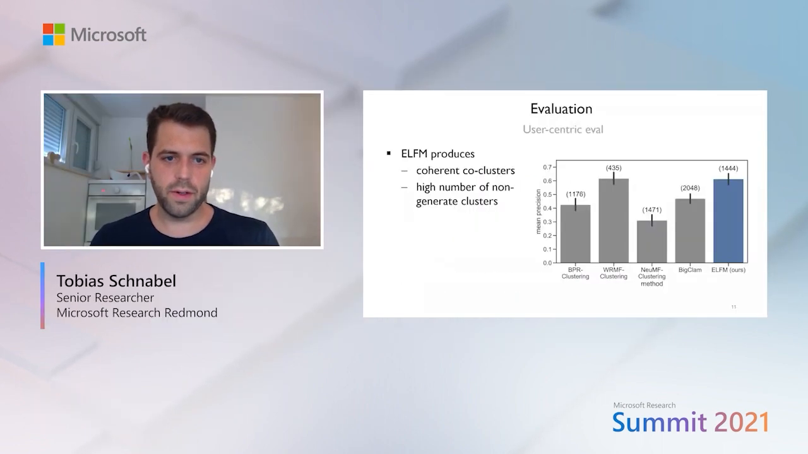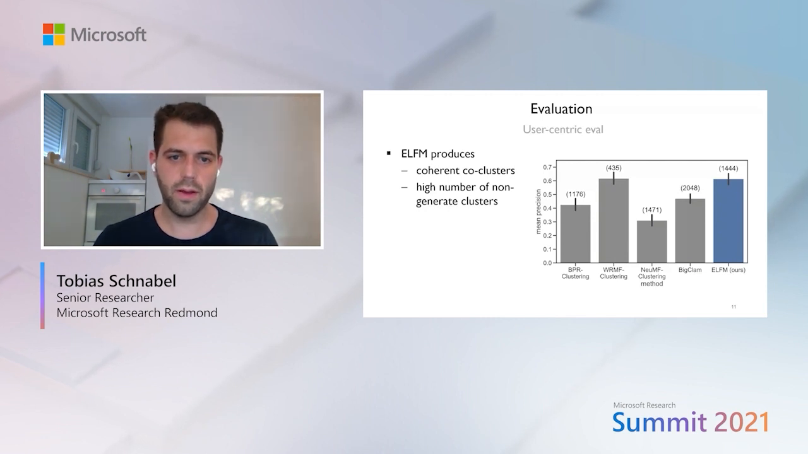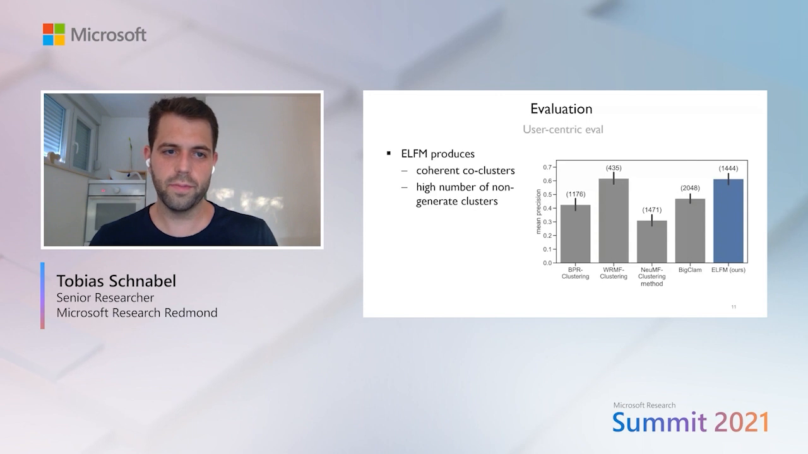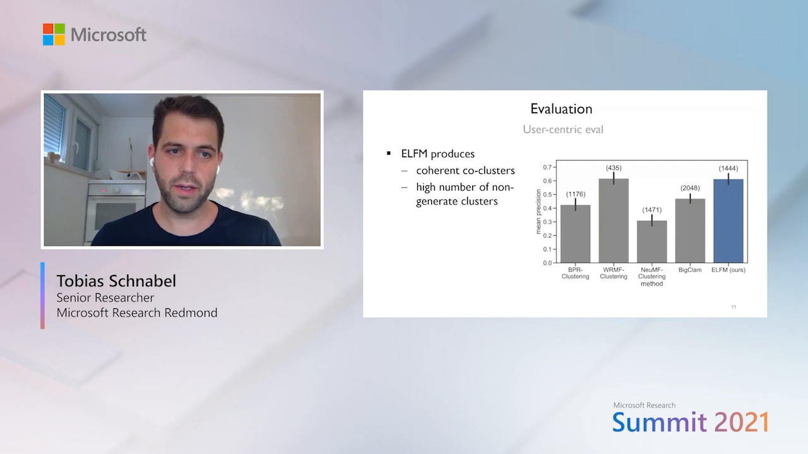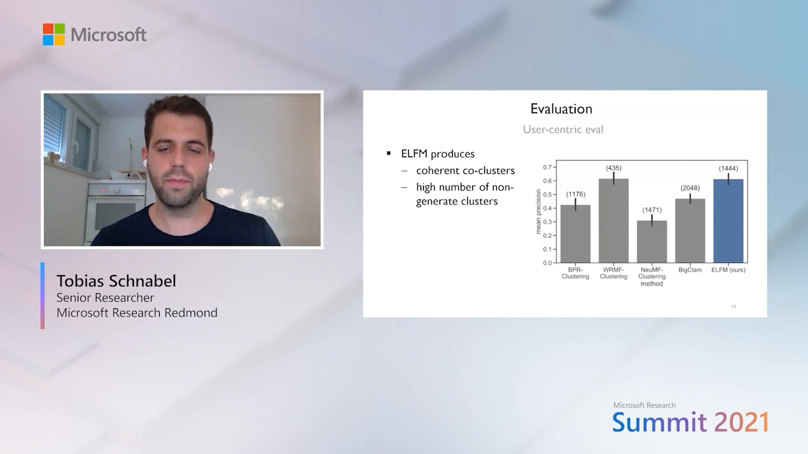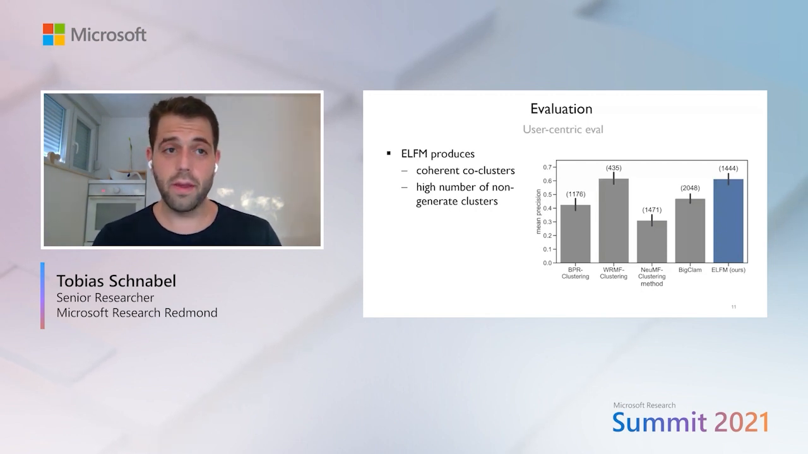So what we can see from the results here, we have the precision of each method reported that was measured by essentially human labels. And we can see that our method performs essentially on par with the weighted regularized matrix factorization based clustering. But what's really important to highlight here is that our method only is able to produce a high number of non-degenerate clusters, which is indicated in parentheses, which is essentially when both items and users are not empty. And the other thing to keep in mind, of course, is that these results only hold for item clustering.